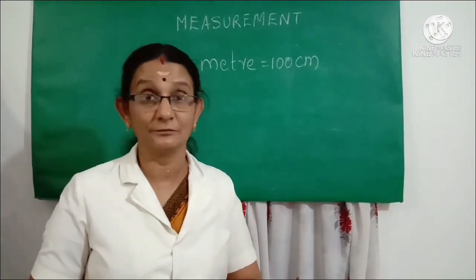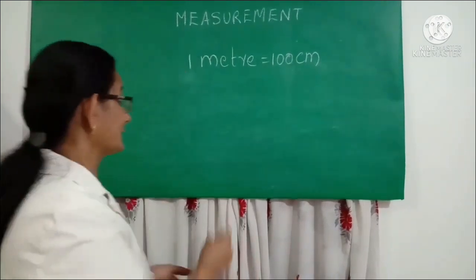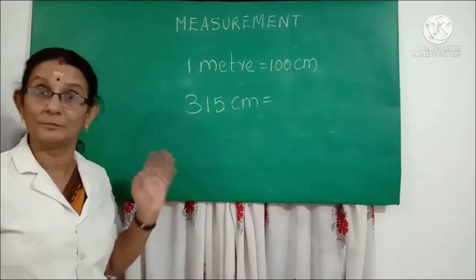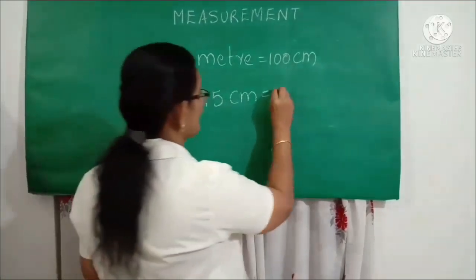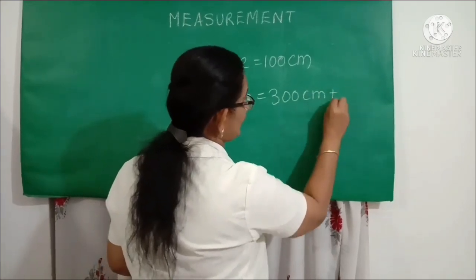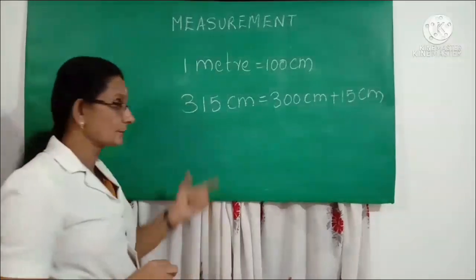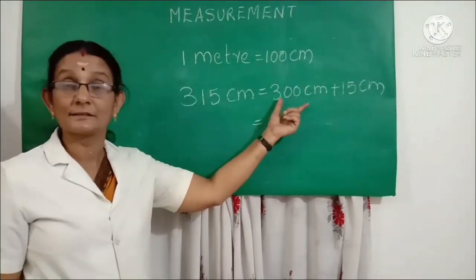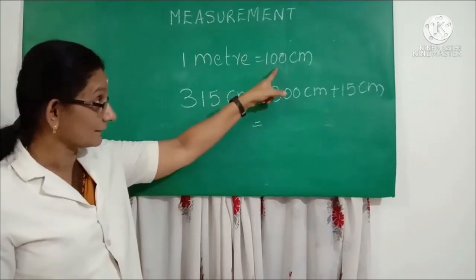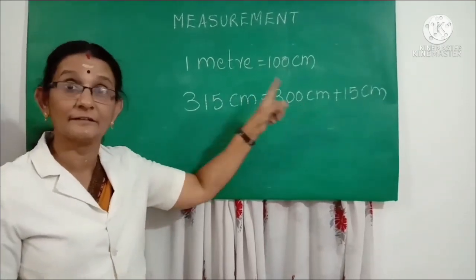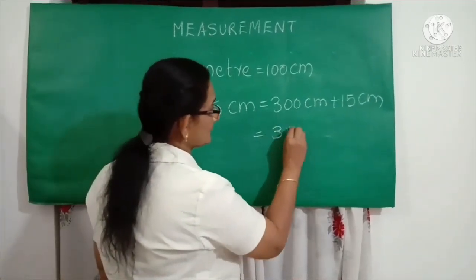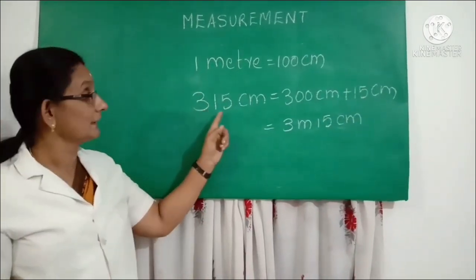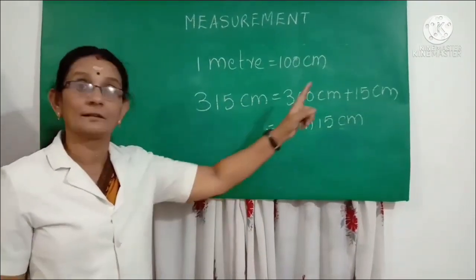So now let us see how to convert centimeter into meter. For example, I have 315 centimeter. I need to convert it into meter and centimeter. So I can write this as 300 centimeter plus 15 centimeter. Isn't it, children? Yes, I can split them up as 300 centimeter plus 15 centimeter. Now, you know that 300 centimeter is equal to 3 meters, because 100 centimeter is equal to 1 meter. So it is 3 meters and 15 centimeter. That's it, children. You have converted 315 centimeter into 3 meter and 15 centimeter.